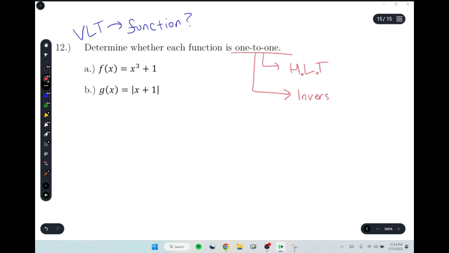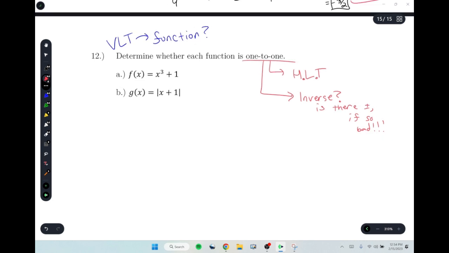Inverse. Can you invert it? And then the real question with that inverse is, is there a plus and minus? Because if so, bad. But the first way is the easier way.